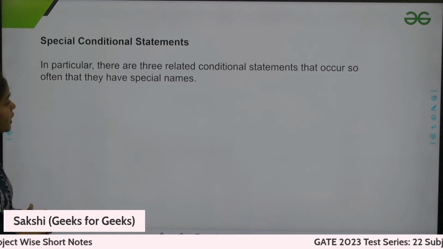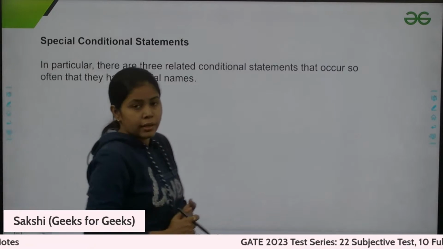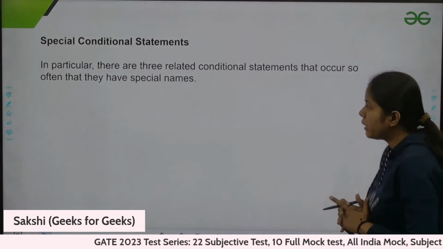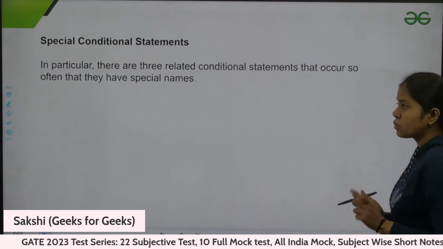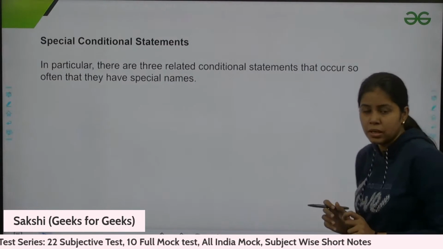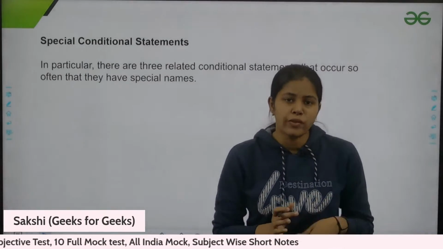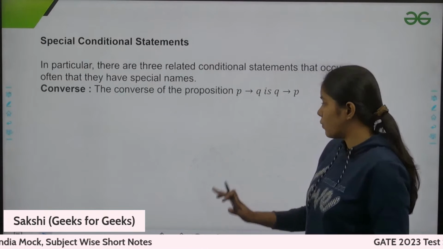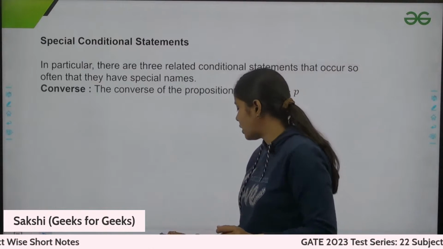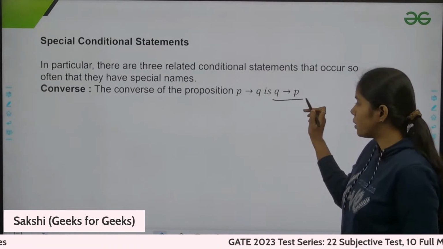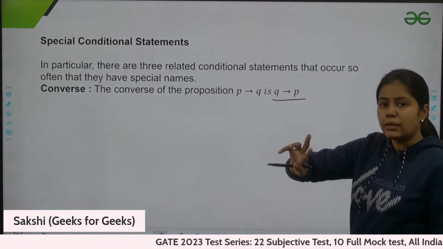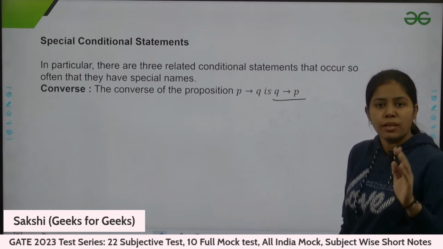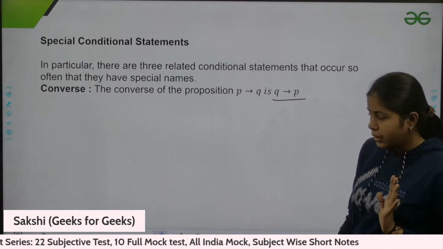Now we have special conditional statements, right? What are those special conditional statements? There are three related conditional statements that occur so often that they have special names. They occur so often that we have given them special names. So what are these? Converse. The converse of the proposition p implication q is q implication p. That means I have taken the converse of the statement. If p then q becomes if q then p, right?